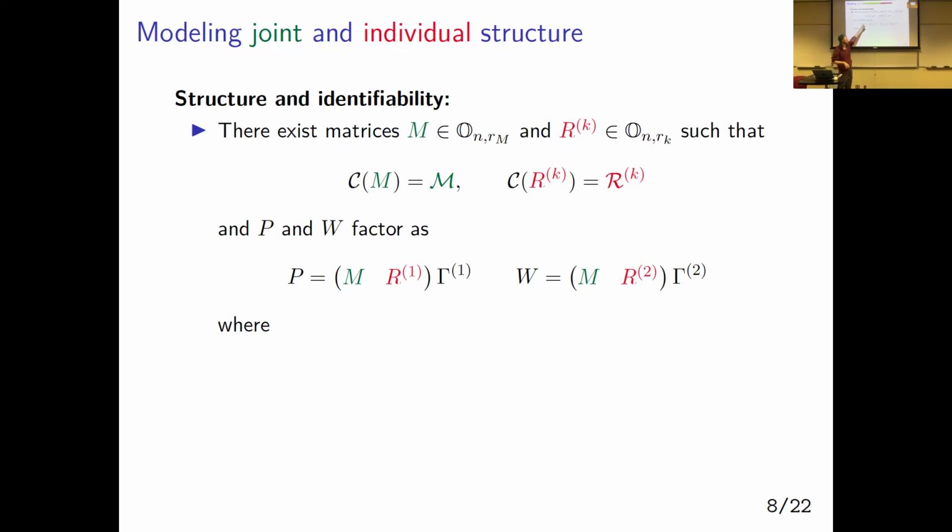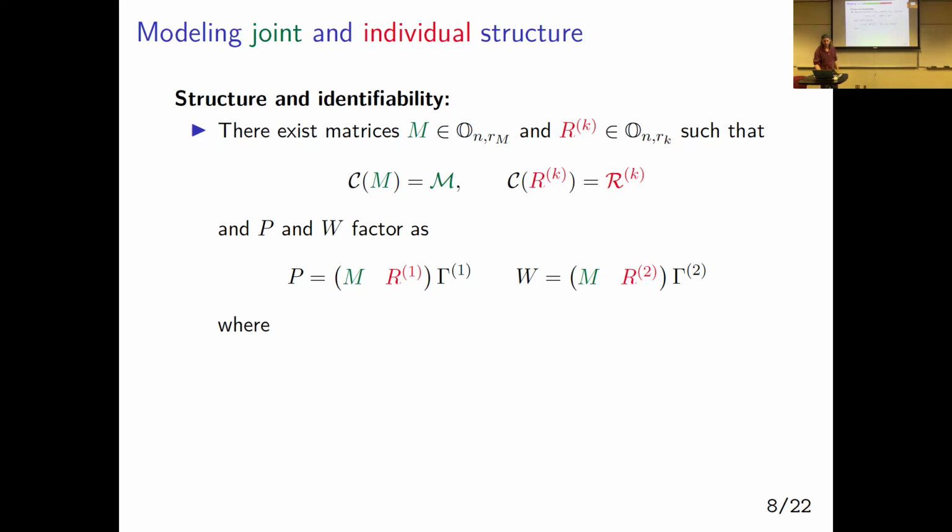Okay, so this matrix M is going to be the matrix whose column space is the joint subspace. It's an orthonormal basis in Rn for the joint subspace. Similarly, for the individual subspaces, we're going to get bases whose column spaces give us the individual subspaces.